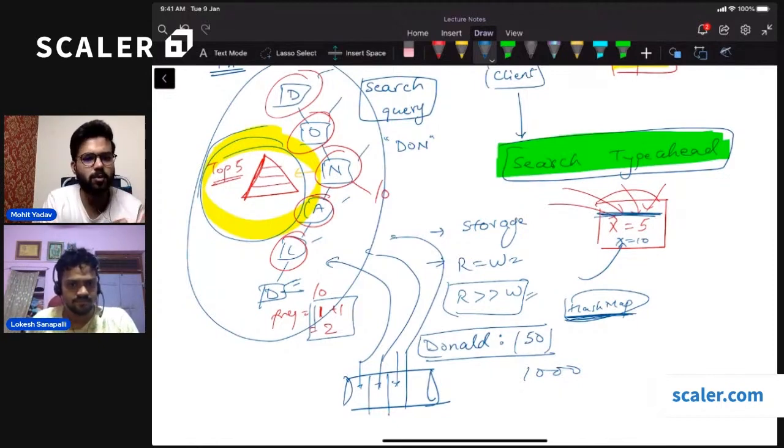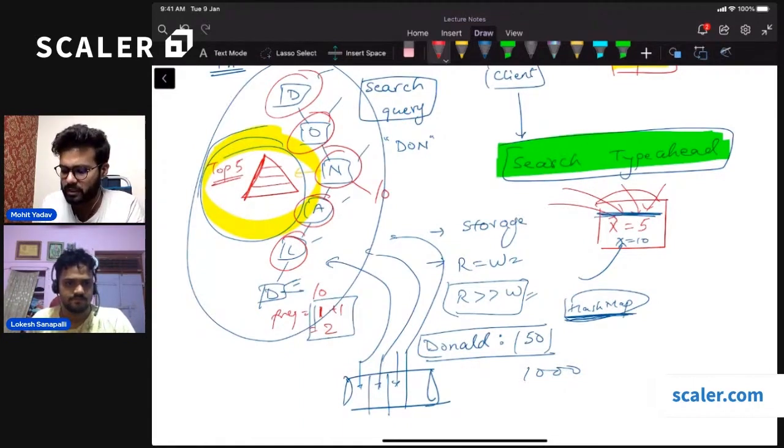Now my reads are more, so I can add more parallelization. I'll basically have a lesser number of writes, which inherently gives me an opportunity to cache or do all sorts of optimization. But we still have this problem of storage, that entire storage.